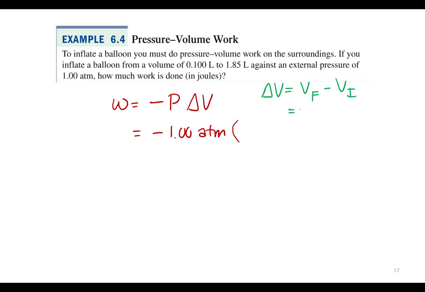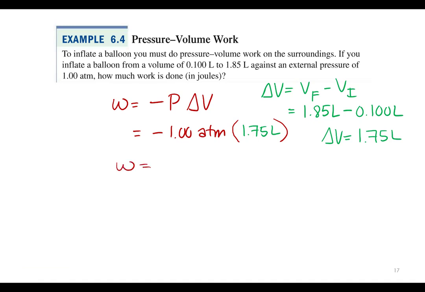What's my final volume? 1.85. What's my initial? 0.1. And that equals 1.75? Thank you. So 1.75 liters. So negative 1.00 times 1.75 is negative 1.75. Almost got that right.